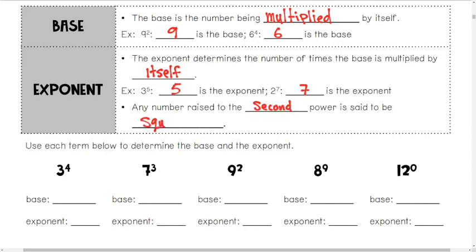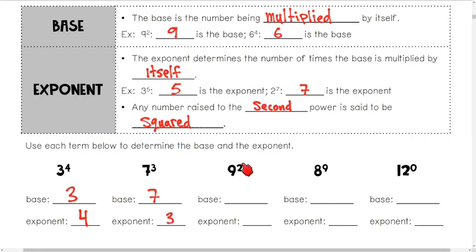And then any number that's raised to the 2nd power is said to be squared. So we could call this one up here 9 to the 2nd power, that would be also 9 squared. Some examples of that, we have 3 to the 4th power. The base is 3, the exponent is 4. We have 7 to the 3rd power. The base is 7, and the exponent is 3.